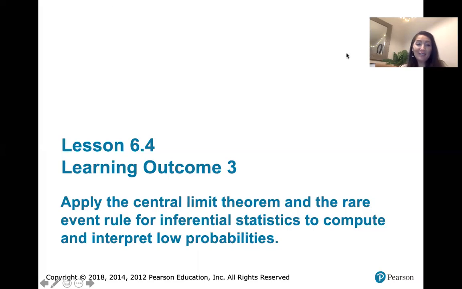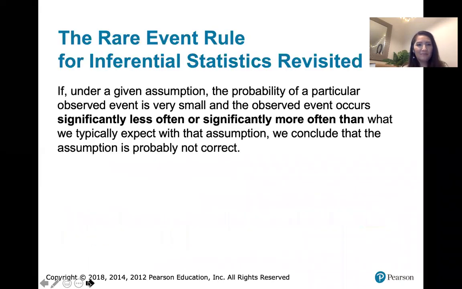In this video, we discuss learning outcome number 3 from lesson 6.4, which is all about combining the rare event rule for inferential statistics with the central limit theorem to compute and interpret low probabilities. So here is the rare event rule again. It says, if under a given assumption, the probability of a particular observed event is very small, and then the observed event occurs significantly less often or more often than what we would typically expect given that assumption, then we conclude that the assumption is probably not correct.